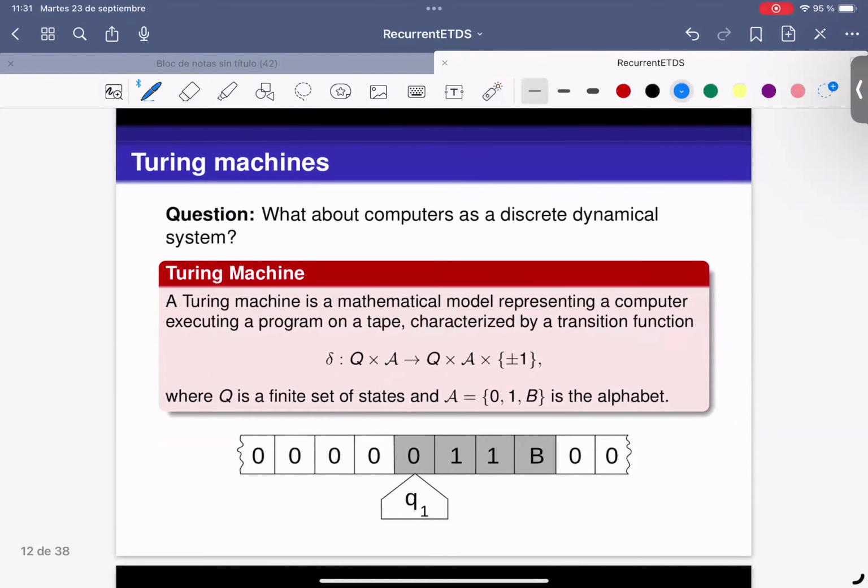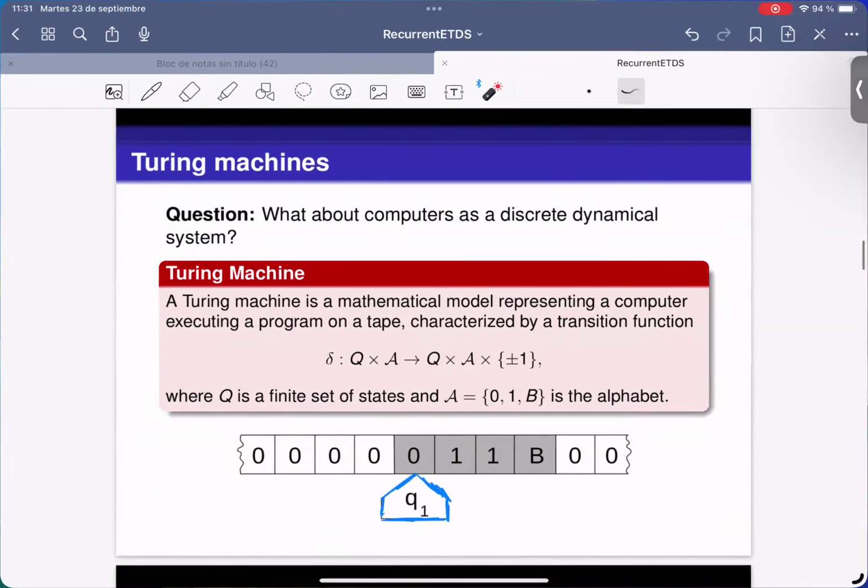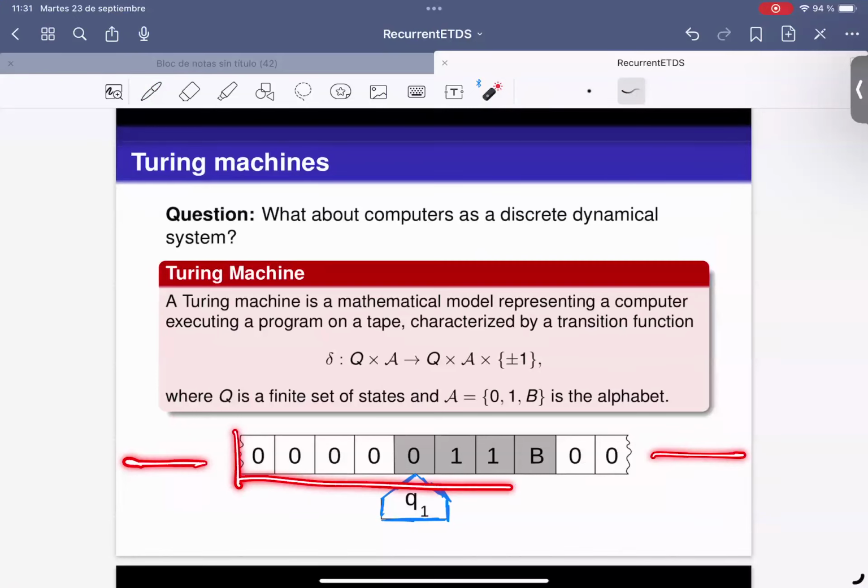Suppose that we have this Turing machine. So the idea is that the Turing machine is this head. This is a writing head that has some internal state, here Q1. And so this is like the CPU of our computer. And this CPU is reading a memory, and the memory is this tape. It's an infinite tape, but this tape is forced to be blank eventually. So only a finite number of symbols are written in the tape.